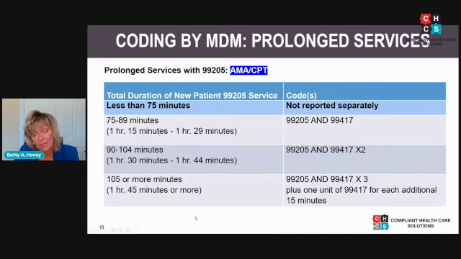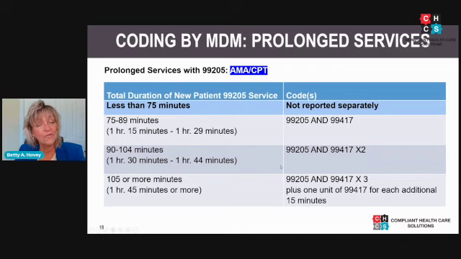So now then I made some slides on the AMA's. And if you look in your CPT book, the AMA has these tables in there for you. So it gives you the prolonged services, the 99205, and it will tell you if you have 90 minutes. You go and find it on the chart, you go 90 minutes, and then you go over and see it's 99205 and 99417 with 2 units.